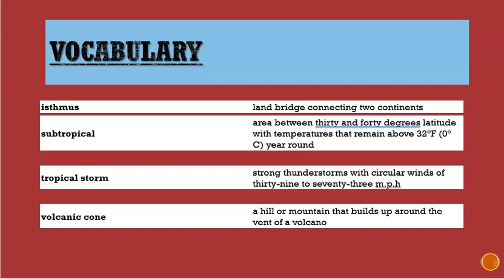There are 4 vocabulary terms for this lesson, the most important of which is isthmus. The first word here is isthmus. An isthmus is a land bridge connecting 2 continents. The next is subtropical. Subtropical is an area between 30 and 40 degrees latitude, so we're describing a climate, with temperatures that remain above 32 degrees Fahrenheit.